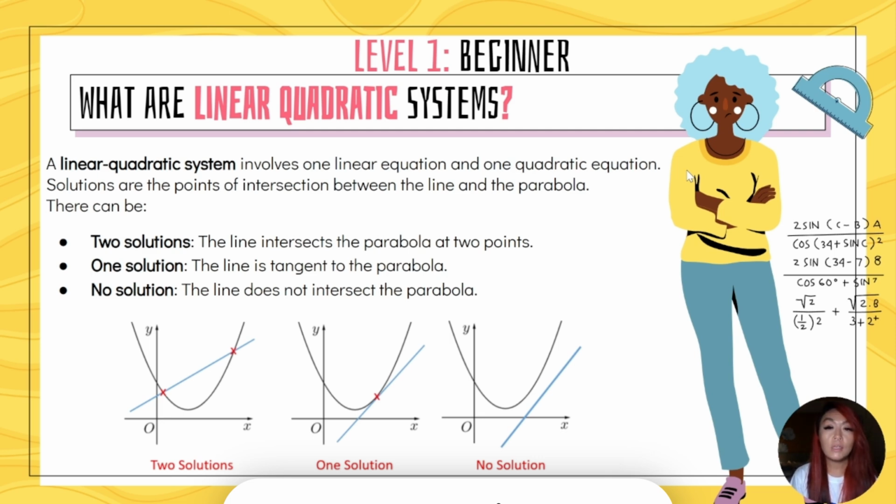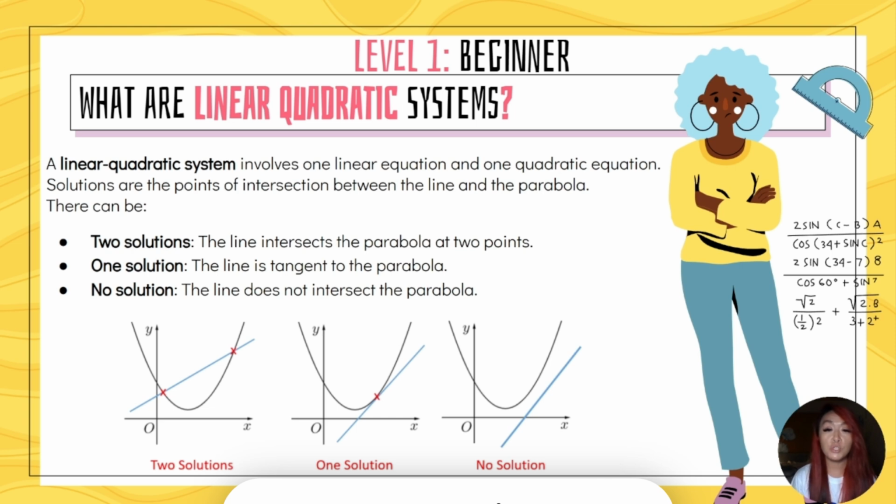A linear quadratic system involves one linear equation and one quadratic equation. Solutions are the points of intersection between the line and the parabola. Just like with linear systems, the solution was the point of intersection. We're looking for the point or points of intersection in this case. So there can be two solutions, one solution, and no solution.